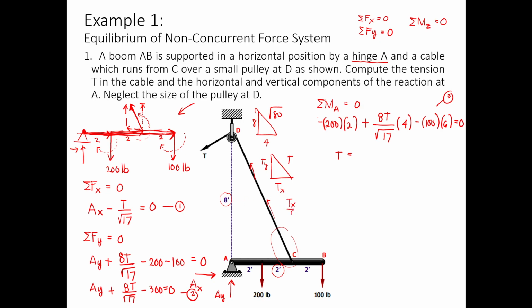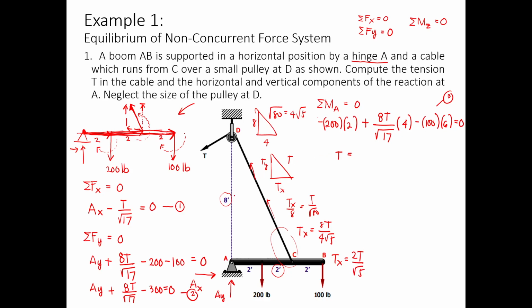So Tx over 8 equals T over square root of 80. So this will be Tx equals, so square root of 80 is, I flipped the distance, so this is 4 square root of 5. So 8T all over 4 square root of 5. So Tx is equal to 2T over square root of 5.